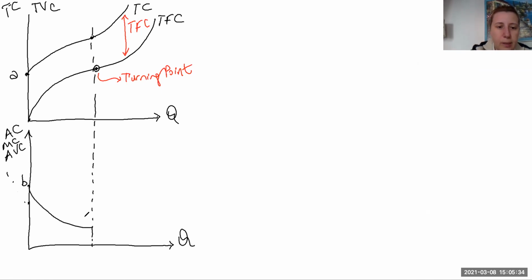It decreases until the turning point of the total variable cost, not fixed cost, by the way, this is total variable cost.